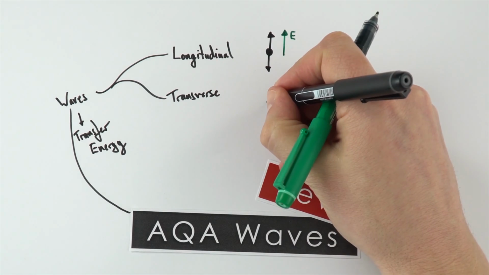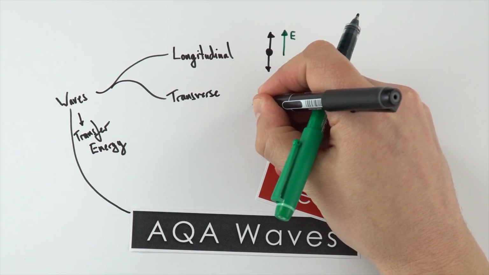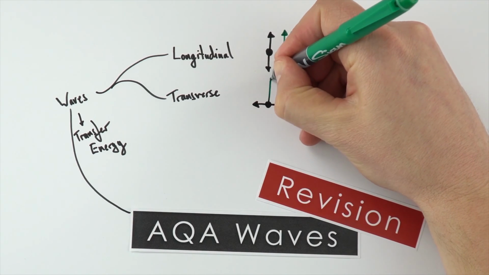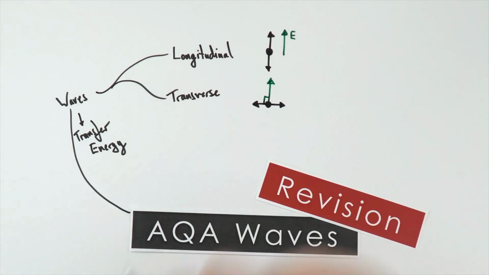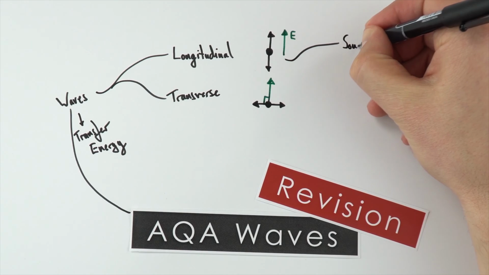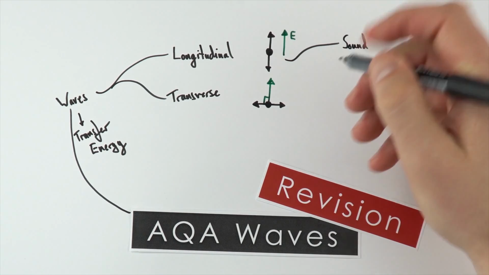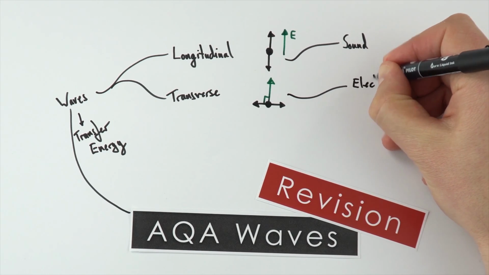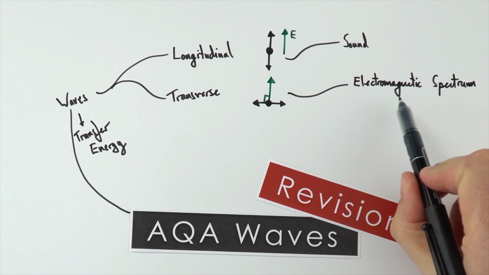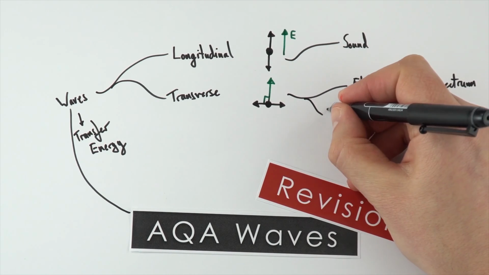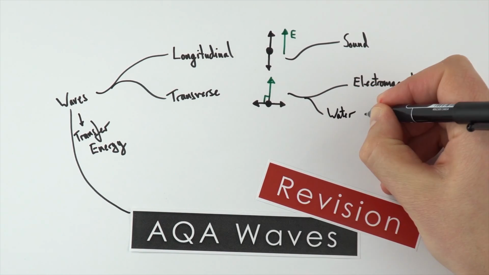In a transverse wave though, the particles are going side to side and the energy is being transferred at 90 degrees. And examples of a longitudinal wave might include things like sound and ultrasound, but for a transverse wave we have the whole of the electromagnetic spectrum. So that includes things like light, and we're going to come on to that very soon, but also we have things like the water ripples on the surface of water.